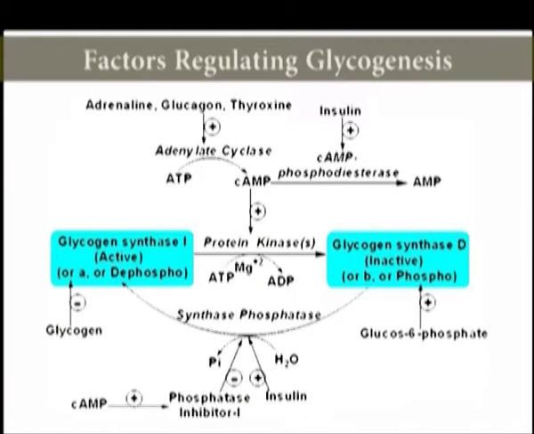Insulin is an anti-diabetic hormone. It lowers blood glucose level by stimulating uptake of glucose by muscle cells and glycogenesis in liver and muscles.